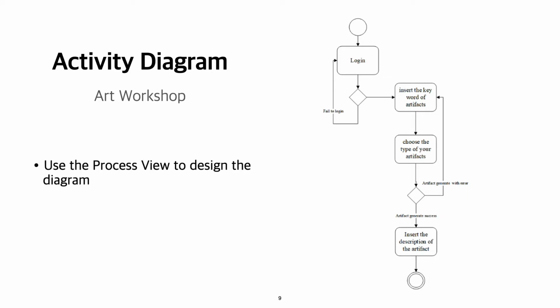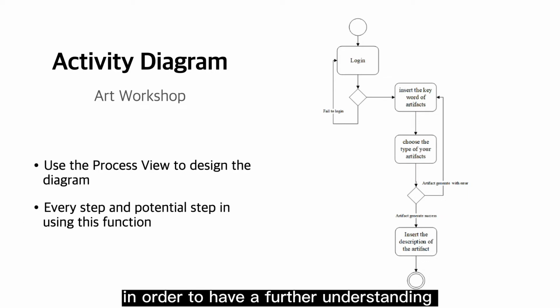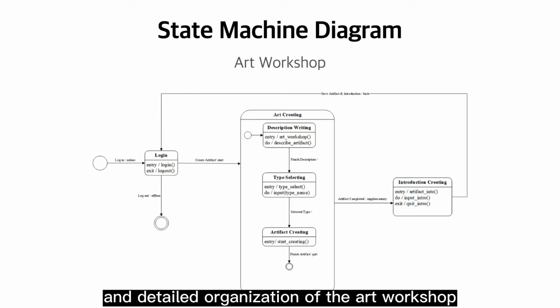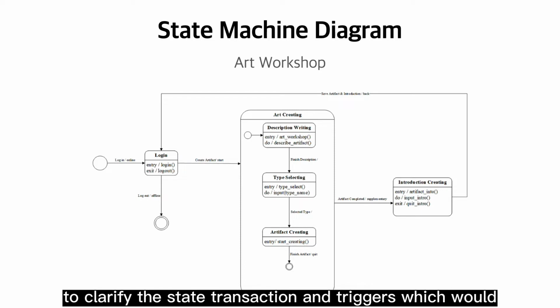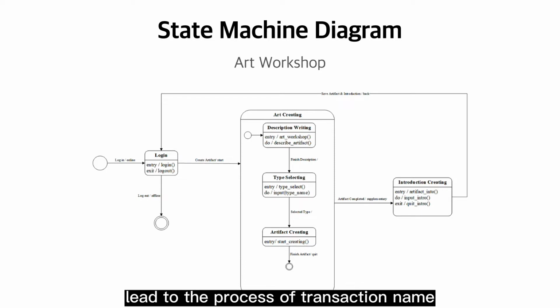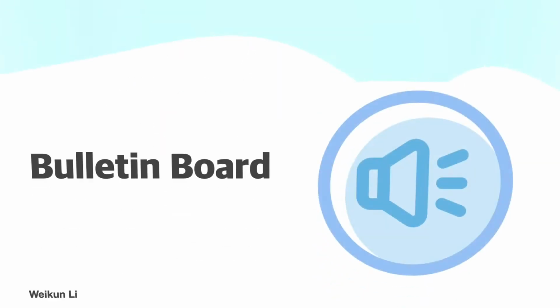In order to have a further understanding and detailed organization of the art workshop, we can use a state machine diagram to clarify the state transitions and triggers which would lead to the process of transitioning from the login state to the composite state of art creation.